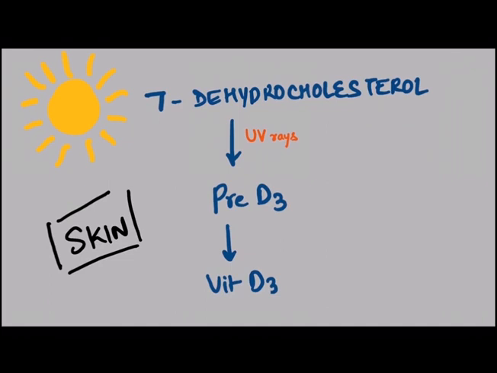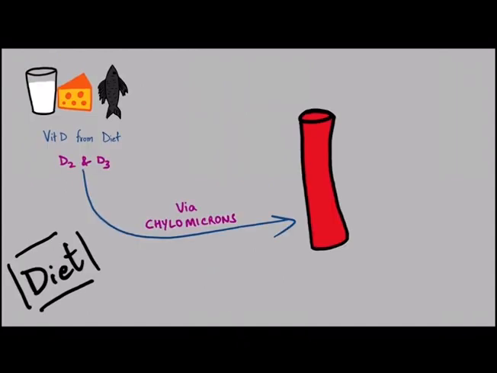Now we will discuss the formation of vitamin D in the body and its role in the calcium metabolism. Vitamin D is formed from its precursor 7-dehydrocholesterol, which is converted inside the skin to pre-vitamin D3 and then to vitamin D3. Vitamin D is also obtained from the diet in the form of D2 and D3, and it is transported via chylomicrons in the bloodstream.